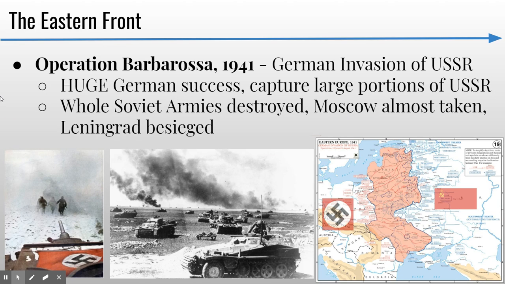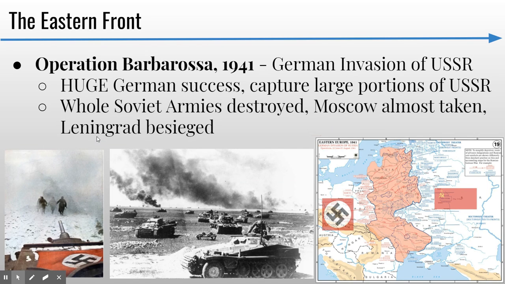This is one of the largest invasions in history. It's over 3 million German soldiers, and it is a massive German success. The Germans push into the USSR, and if you look at the picture on the right here, this whole area in red, the Germans absolutely just steamroll. They destroy the Soviet Union. They capture whole armies. They kill millions of men. They take whole cities in days. And Moscow, the capital of the USSR, is almost taken.